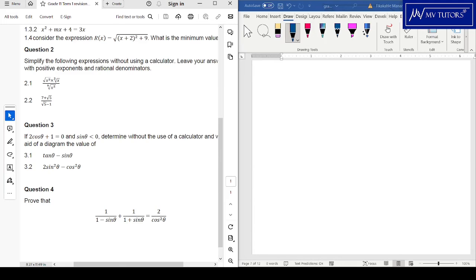So right here, let me put this in a standard form first. 2 cos theta plus 1 is equal to 0. So what I'm going to do is take this 1 to the other side. It becomes 2 cos theta is equal to minus 1. And then cos theta is equal to minus 1 over 2, dividing both sides by 2.